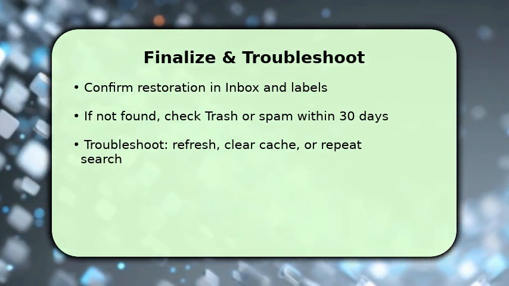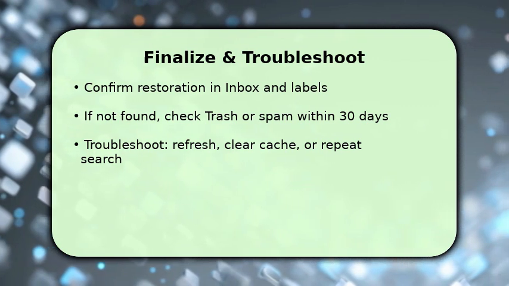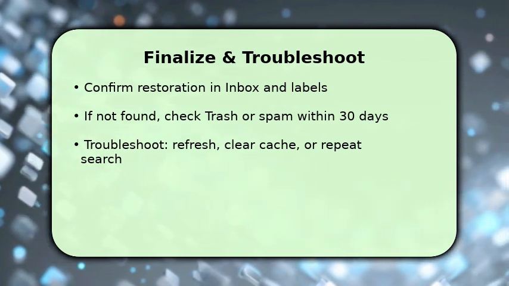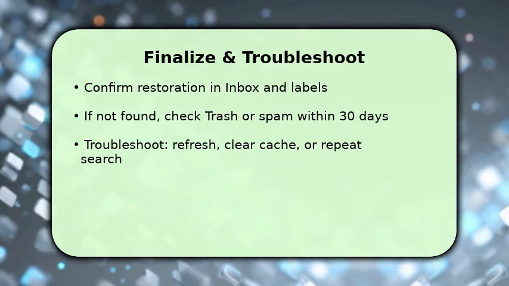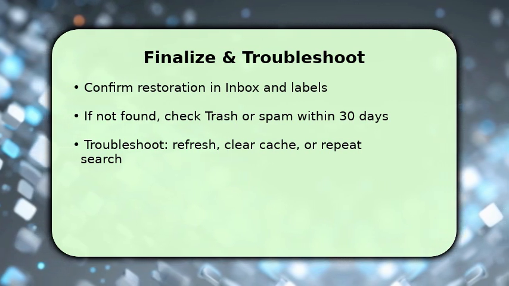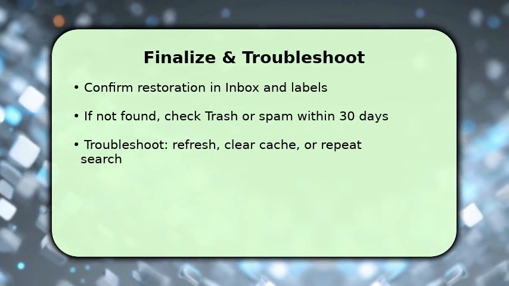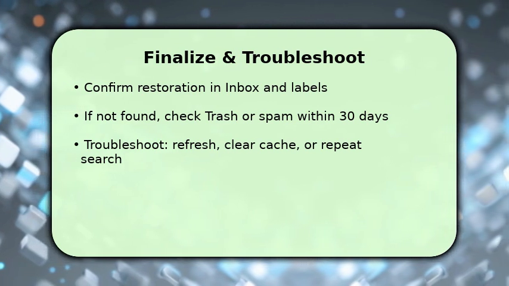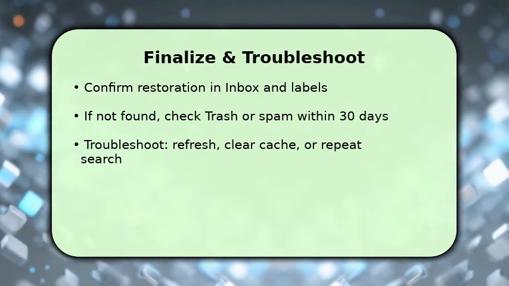Sometimes sync lags. If you still can't find mail, check trash or spam within 30 days in case it was removed, and repeat the selection steps if necessary. One key tip: enable conversation view consistency to avoid thinking messages are missing when they're threaded.